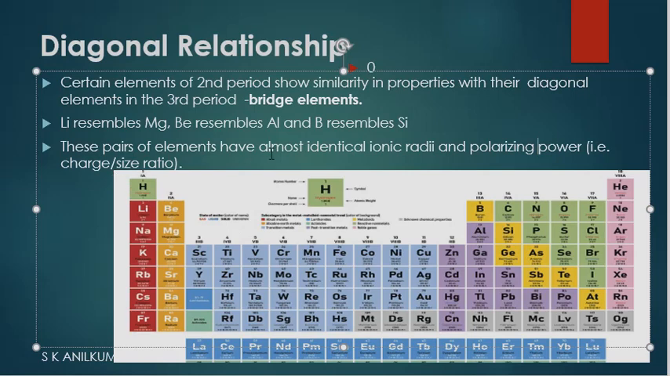The pairs of elements have almost identical ionic radii. That means what? Radius of the ion, after an electron is lost or gained. And polarizing power, polarizing into different charges, positive or negative, and size ratio. This is the periodic table and the chemical properties of various elements that change across the periodic table.